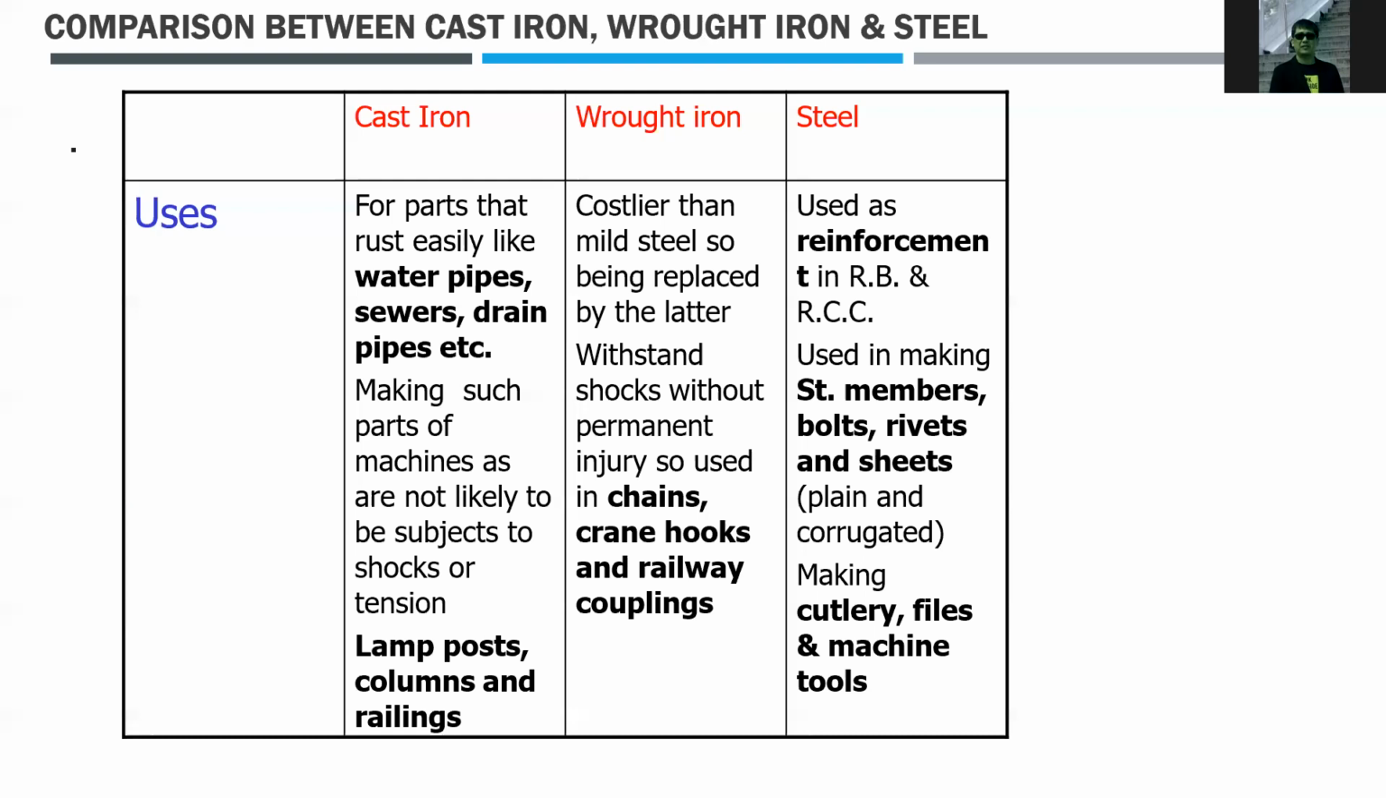It is used for reinforcement, for reinforced concrete construction. It is used for making steel members like bolts, rivets, and sheets, or plain corrugated sheets. It is also used for making cutlery, files, machine tools.